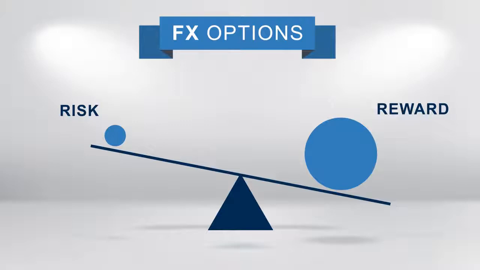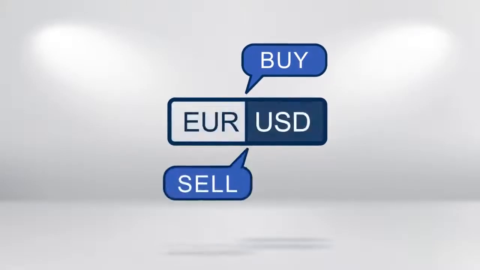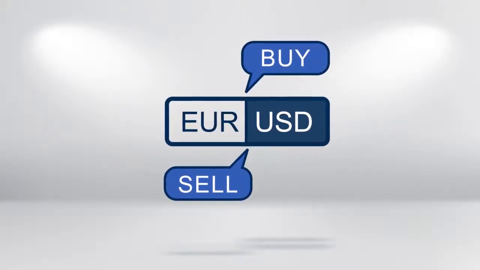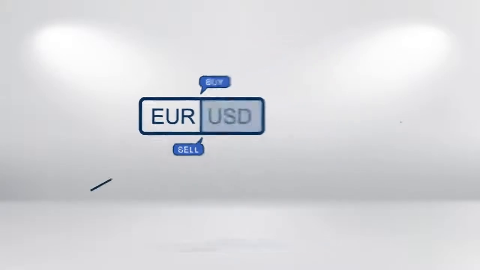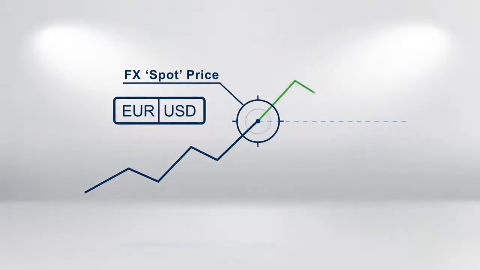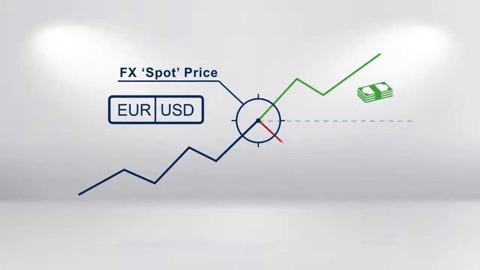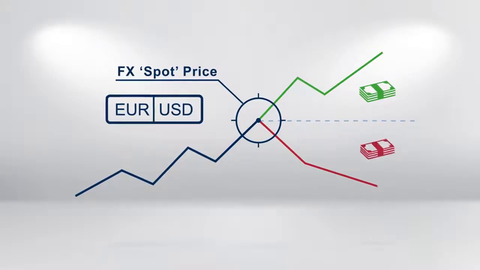So let's look at how FX options are traded. When we trade FX spot, we buy one currency and simultaneously sell another at whatever the market price is at that time. Spot refers to the current price. If the currency we bought rises in value against the currency we sold, we make money, and conversely, if the value falls, we lose money.